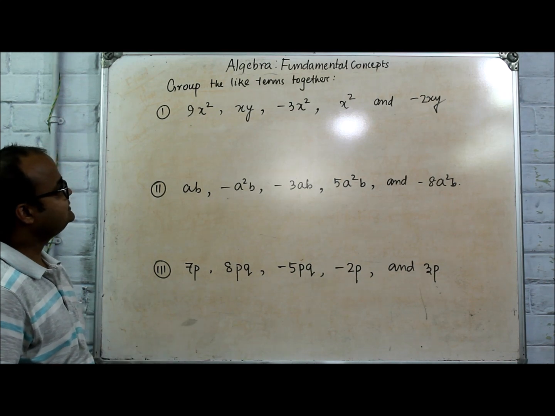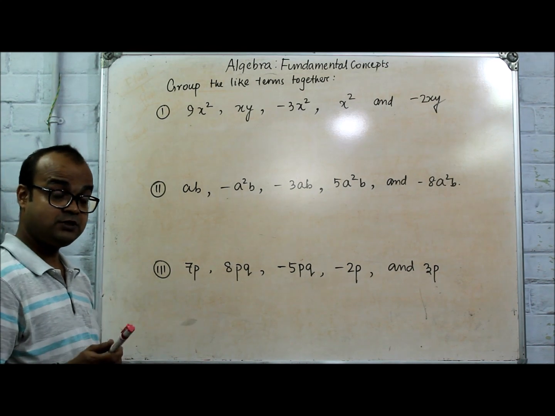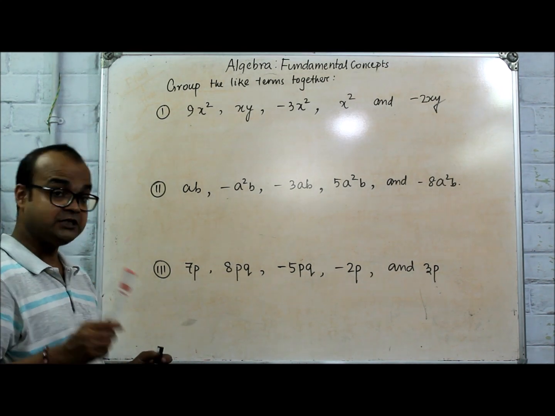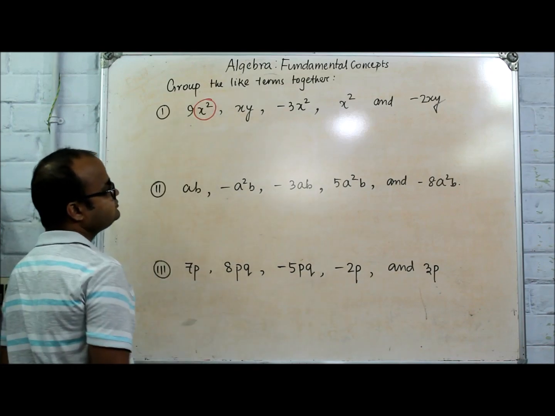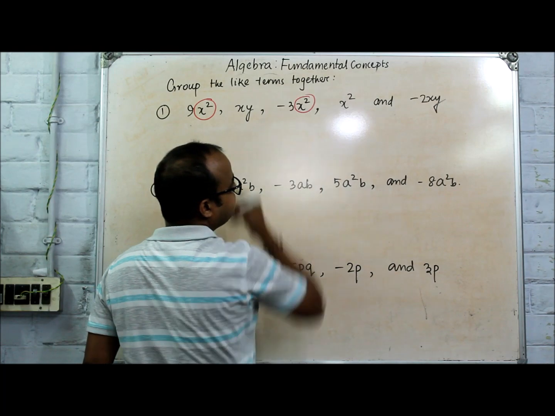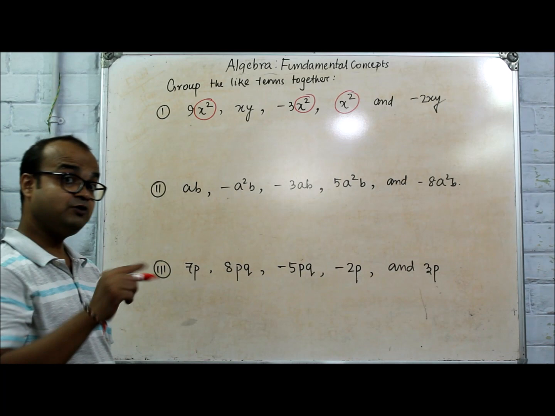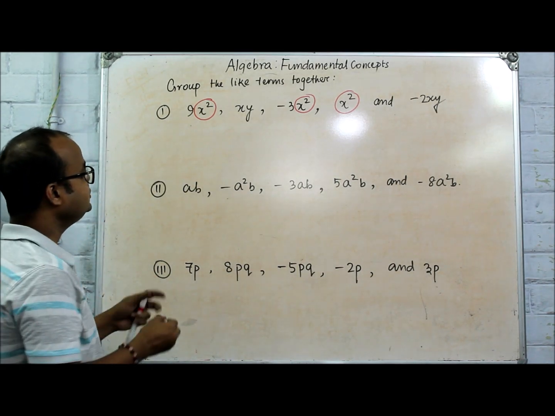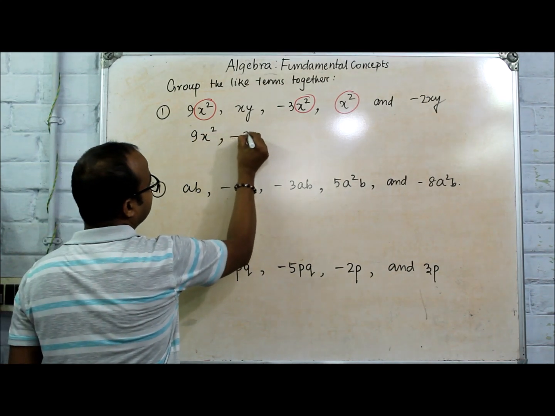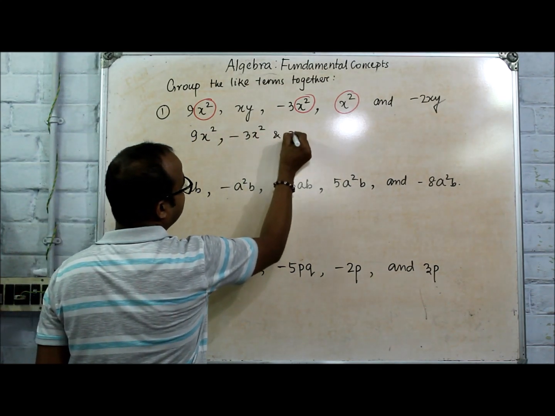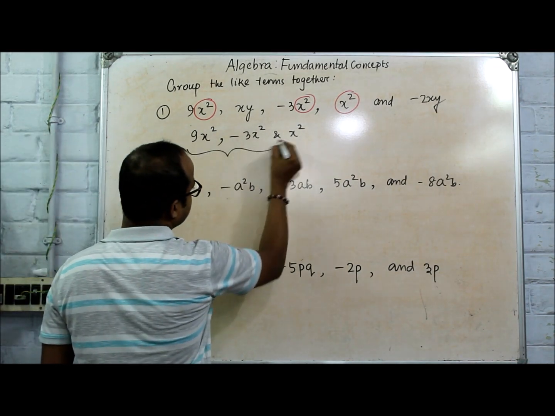We need to group the like terms together. Like terms means literals with the same degree. X square and x square: same variable with the same degree. So the like terms are 9x square, minus 3x square and x square. These are the set of like terms.